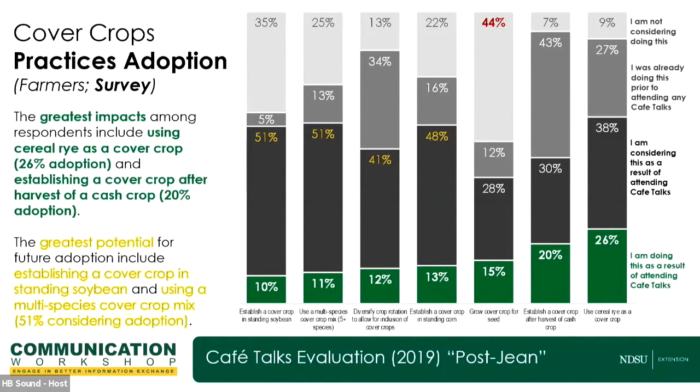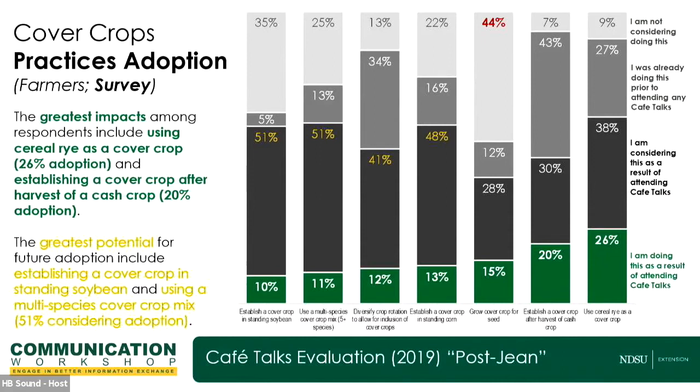Also, when I report these numbers to the funding agencies for these programs, specifically this Cafe Talk program, I'll add up the numbers for I'm doing this as a result of or considering as a result of. I'll say because of this program, farmers are either doing this as a result of or considering it, and I'll add up those numbers. 61% of those farmers are in those 2 categories, and then you have a lot of impact to show for people attending, and to continue that money coming in.